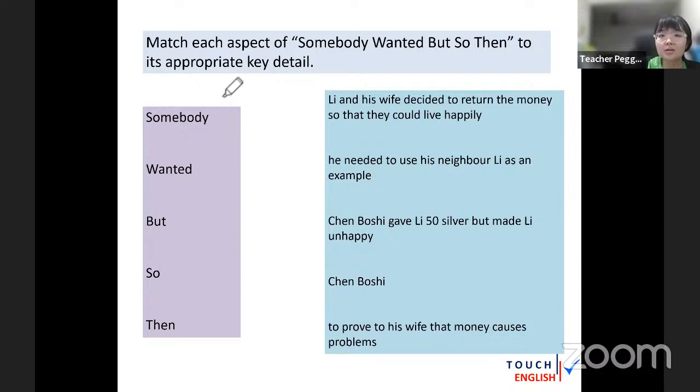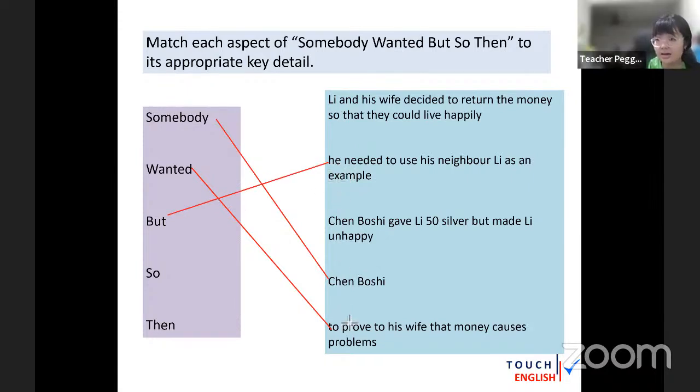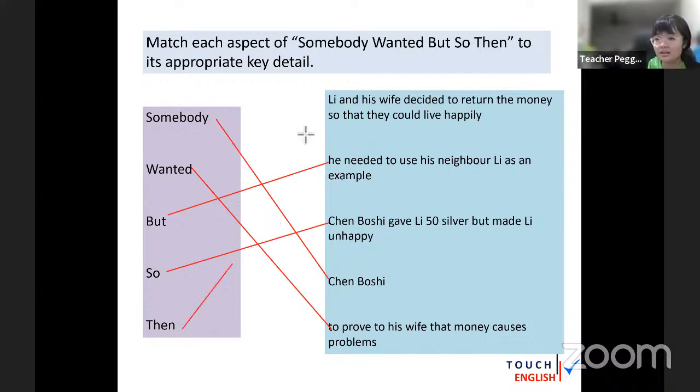All right. So that is somebody wanted, but so then. The example answer is here. The somebody is Chamboshi. He wanted to prove to his wife that money causes problems. But he needed to use his neighbor Lee as an example. So Chamboshi gave Lee silver but made Lee unhappy. Then Lee and his wife decided to return the money so that they could live happily. Okay, screenshot this one to help you in your writing.